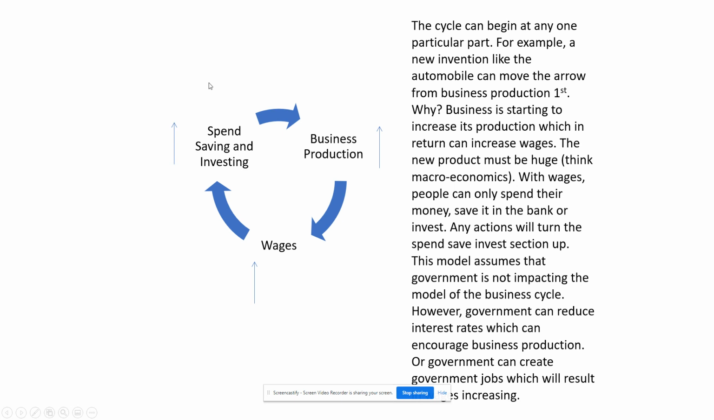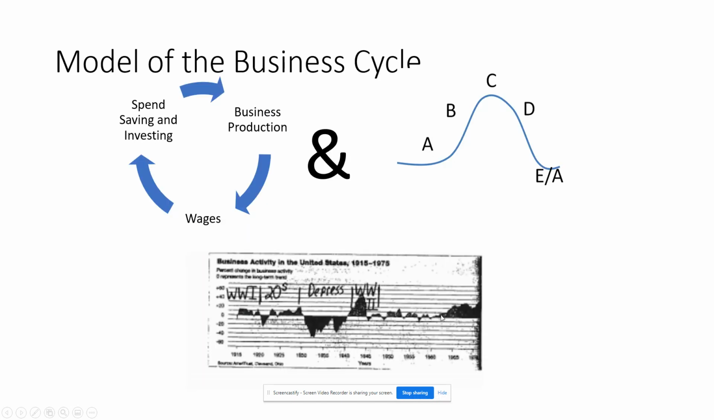And if the arrow went down, business production's arrow would then go down, which then would lead to cutbacks in wages. So we could do the same thing with COVID in 2020. Americans were just staying home. They were doing none of this spending, saving, and investing, and that forced business production to go down, and then wages went down, and before you know it, you were in a collapse of the economy, and you start to see the economy moving downward.